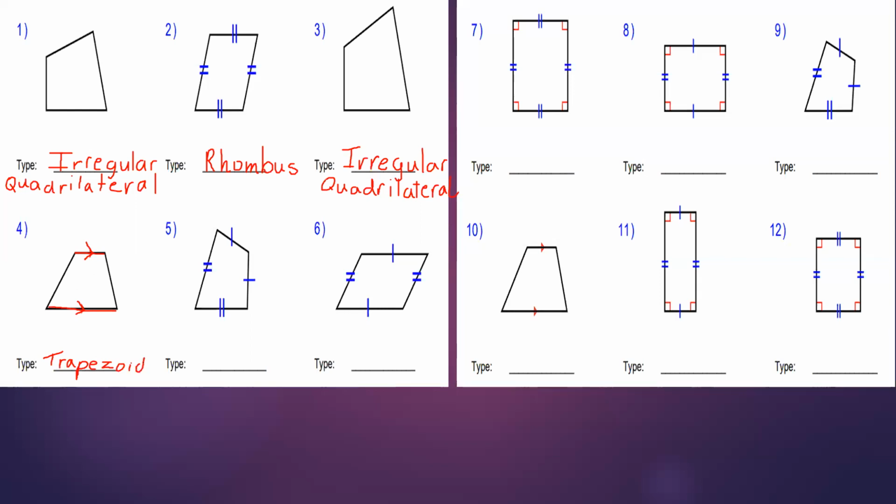All right, number 5. What's your answer for number 5? Parallelogram. Nope, that's not a parallelogram. I think it's an irregular quadrilateral. Nope. A kite? It's a kite.